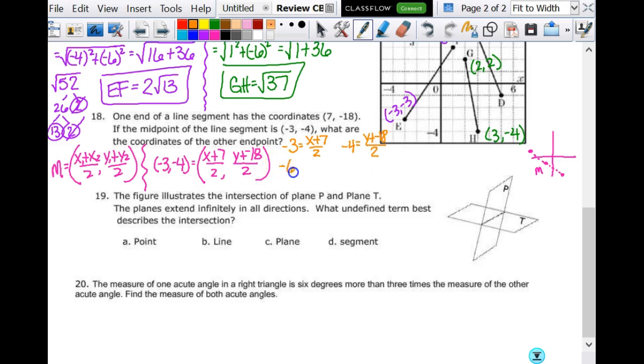So that means that negative 6 equals x plus 7, which means x equals negative 13. Here, negative 8 equals y plus a negative 18. That means that y equals 10. So my ordered pair, my final answer, is negative 13, 10.